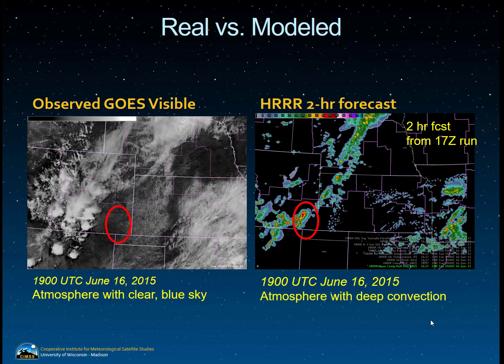Why might you want to use these data? Well, if you're looking at a model forecast to try to determine what the thermodynamic structure of the atmosphere is, you might have a model that's giving you a bad forecast. That's shown here on the right-hand side from the HRRR. In reality, that deep convection has not developed yet. You want something more grounded in reality, like the observations from satellite.